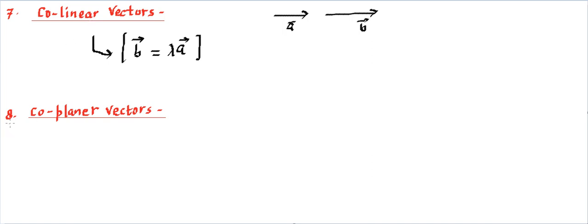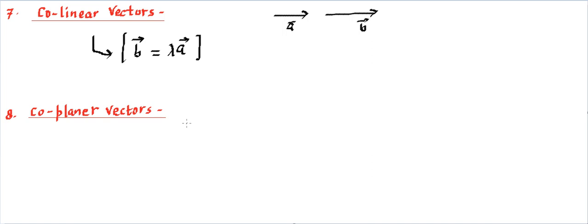Make sense? And this last category is coplanar vectors. Now if vectors are lying in the same plane, we call them coplanar. Co means same, planar means plane. Now we know any two vectors, if we draw two free vectors, they will always be in a single plane. So that means if there are two vectors, we can always make a plane that contains both the vectors.